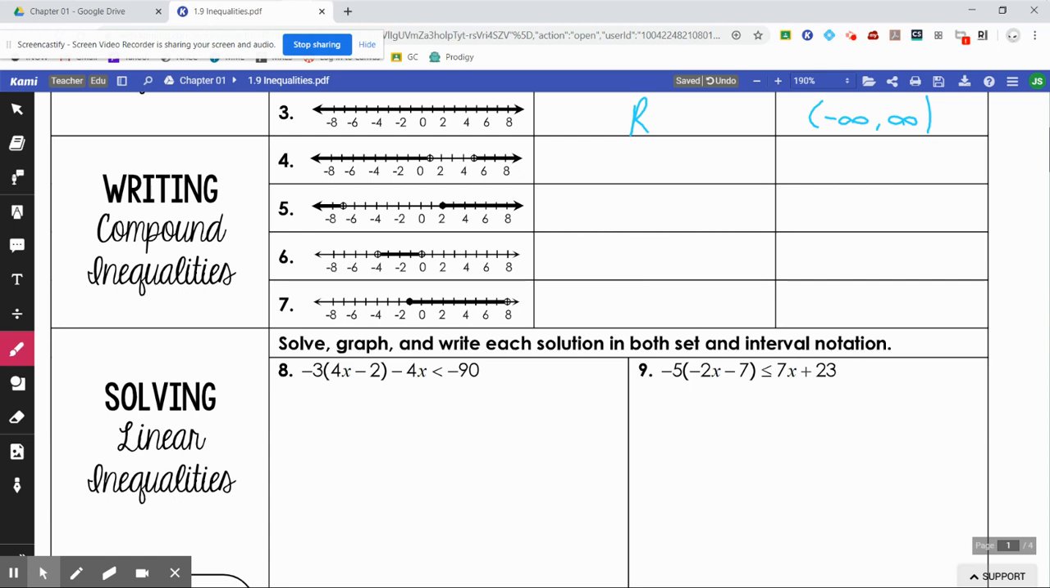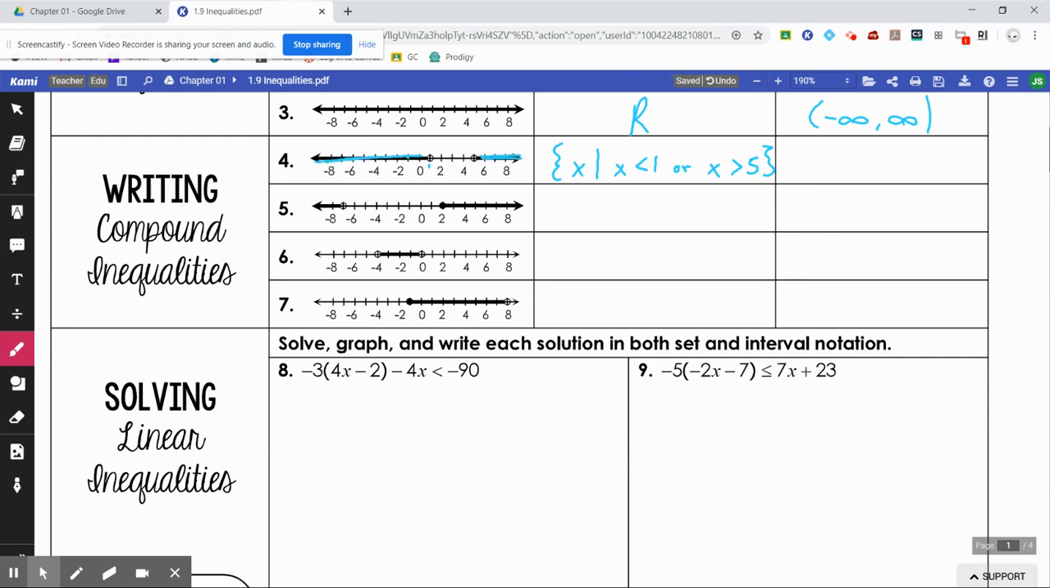Okay, writing compound inequalities. The first one is an or statement because x could be anything from here to here or anything from here to here. So the set builder would be the set of all x's such that x is less than, this is 1 right here, x is less than 1, and notice that it's not or equal to, or x is greater than 5. So we're less than 1 or we're greater than 5.